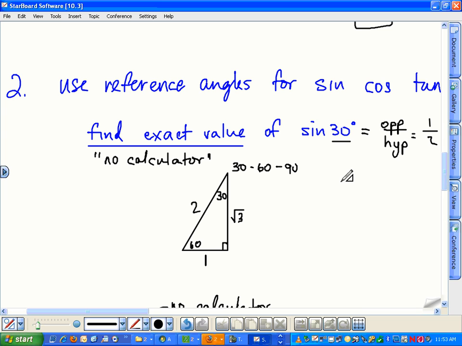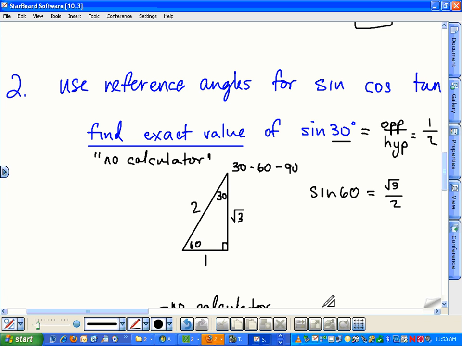Now, I also had you type into your calculator the sine of 60, and it gave you something like 0.86, I think. 0.866. That's not an exact answer. So let's see if we can get the exact answer off of this triangle. What's the sine of 60 degrees? The square root of 3 is the opposite side. What's the hypotenuse? 2.